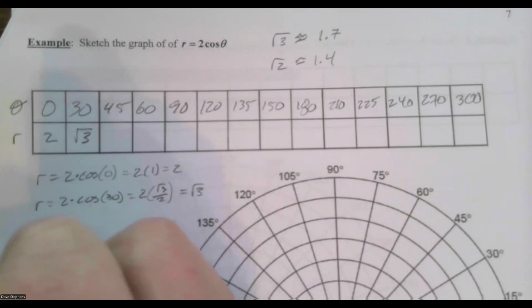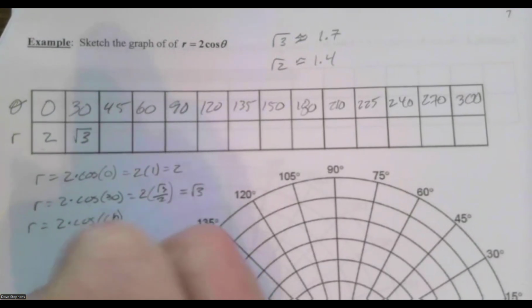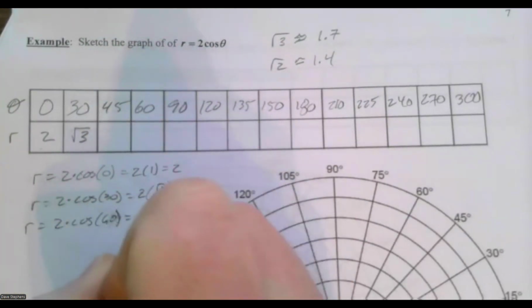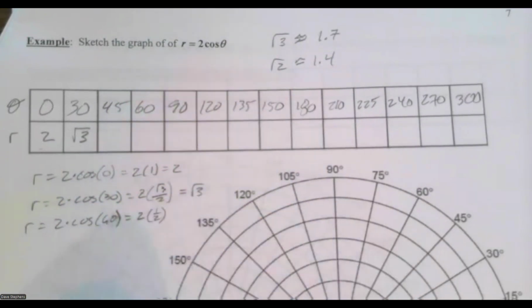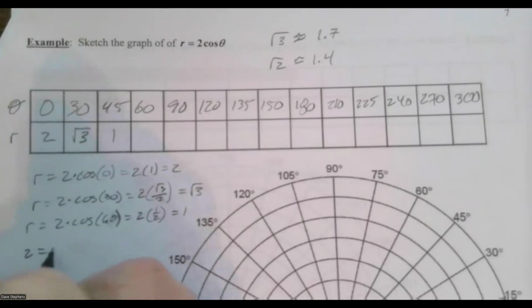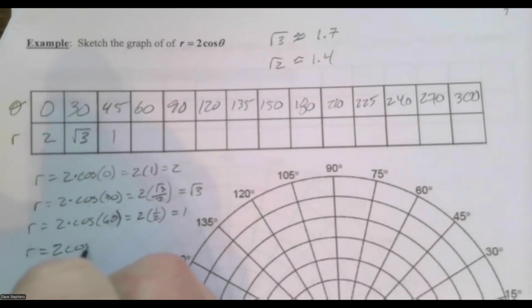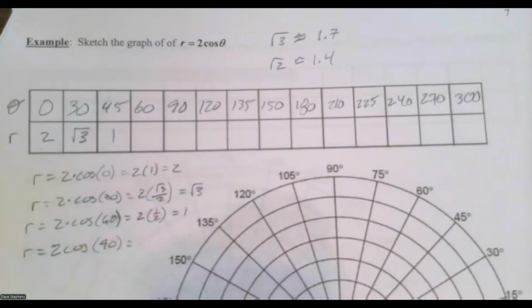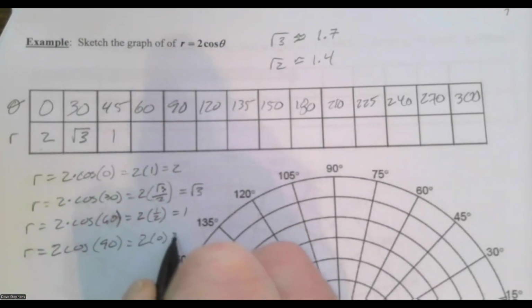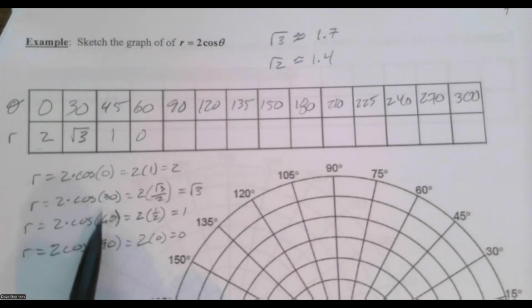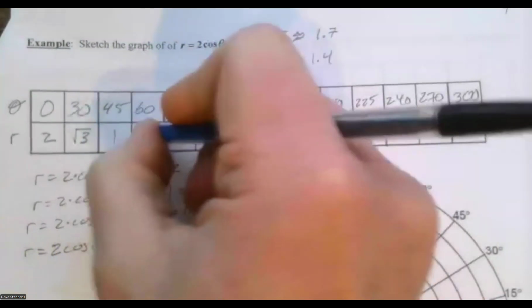r equals 2 times cosine of 60. The x value when our angle is 60 degrees is 1/2, and 2 times a half is just 1. So we get a 1. And r equals 2 cosine of 90. Cosine of 90 is 0, so 2 times 0 is 0, so we get a 0 there. Oh, biscuit, I skipped my 45, didn't I?